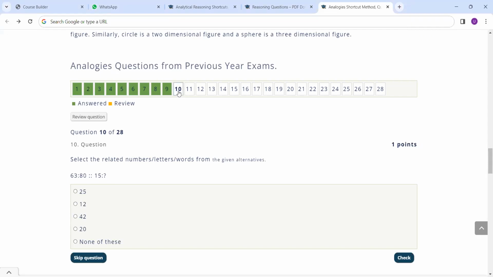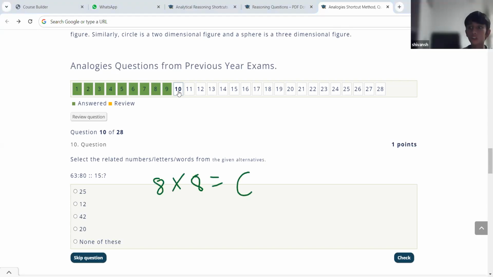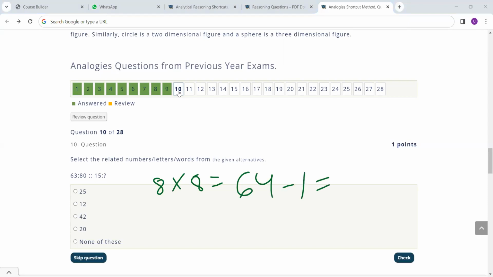Okay, question 18. If 63 is to 80, what is the relationship for 15? Here you have to apply a formula. 8 times 8 is how much? 64. 64 minus 1 will give you 63. We have 80 over here. If we are subtracting 1, that means the number is 81.